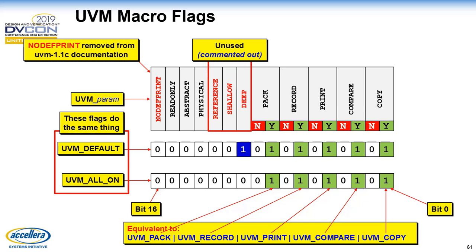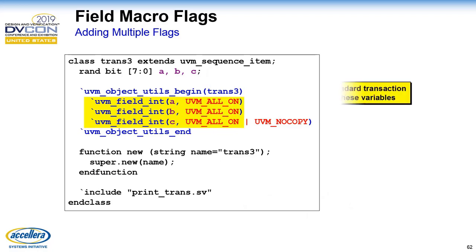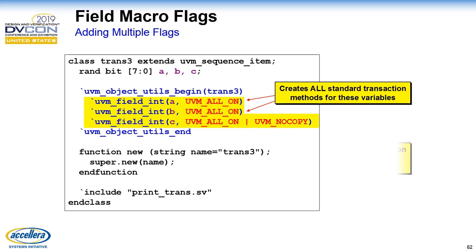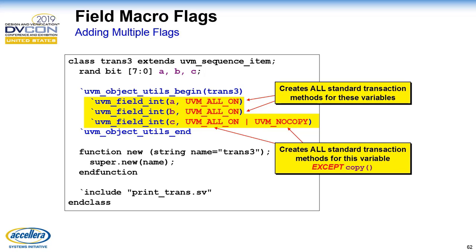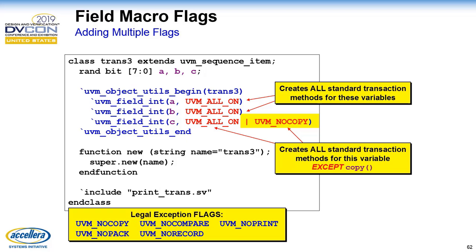Which is fine. Okay, so when you get to the field macros, you get something like this right here, where we've defined the variables up top. UVM field int, you turn everything all on, and then you start excluding the pieces that you don't want to be available on that field. And so you've got the legal exclusion flags of no copy, no compare, no print, etc., as shown right there.